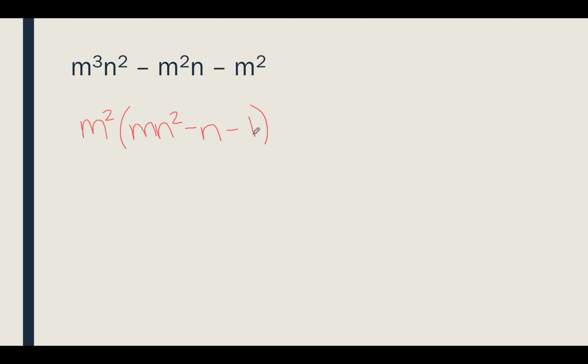To get that m squared back, just to double check our answers, we can distribute here. I then have m cubed, I have n squared. And now I'm going to continue distributing. I have a minus m squared n, and then I'm going to distribute to the last term, and I'm left with minus m squared, which gets us right back to our original problem.